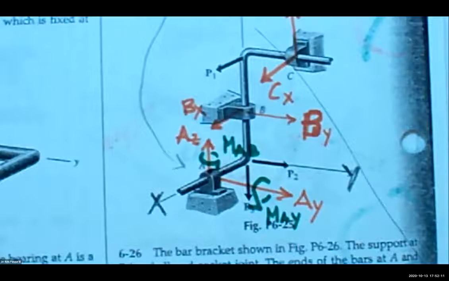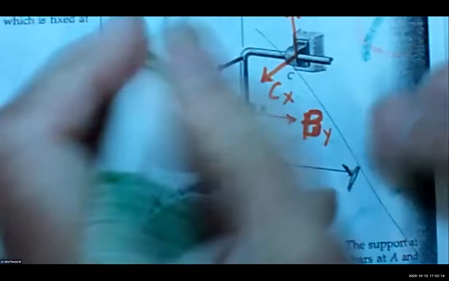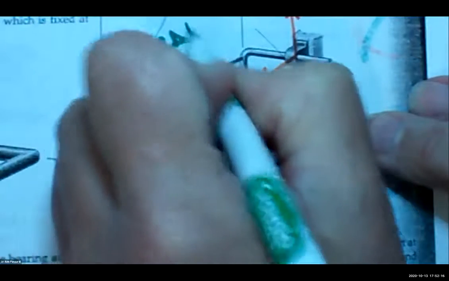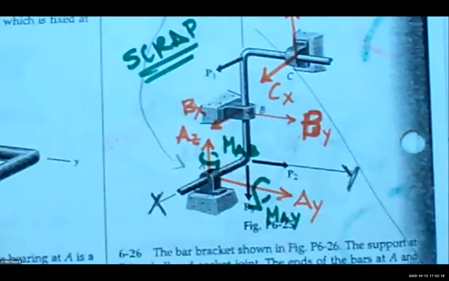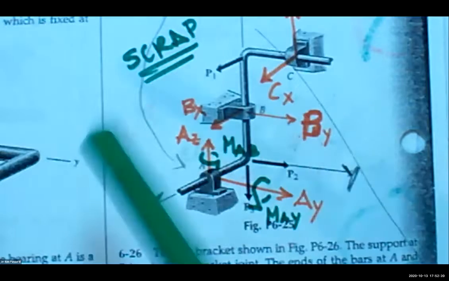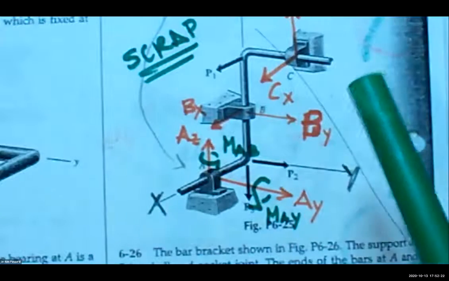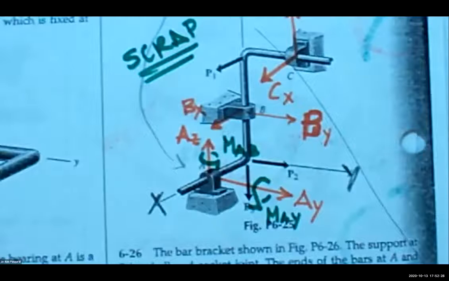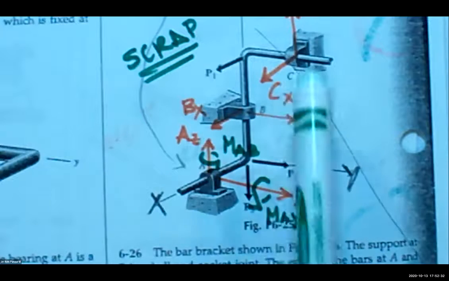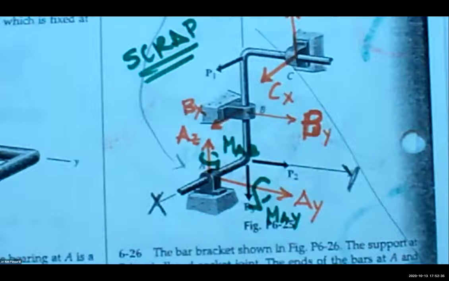Now, I have to remind you that this is really scrap. This is not my free body diagram. Myra, why is this not a free body diagram? Because it's still showing connections. Yes, awesome. Because it is still connected. I have to remove that bar from all the connections and draw all the reactions at the supports, and then it's a free body diagram.